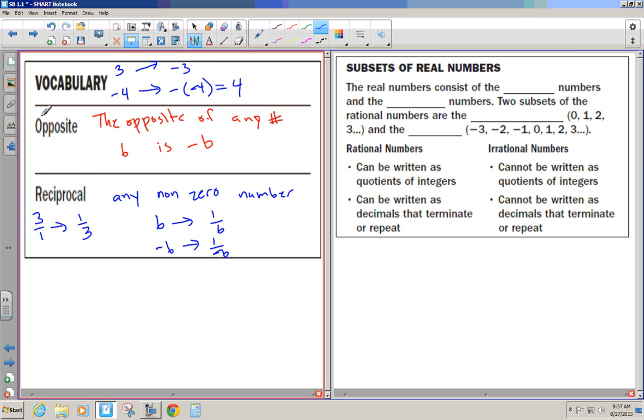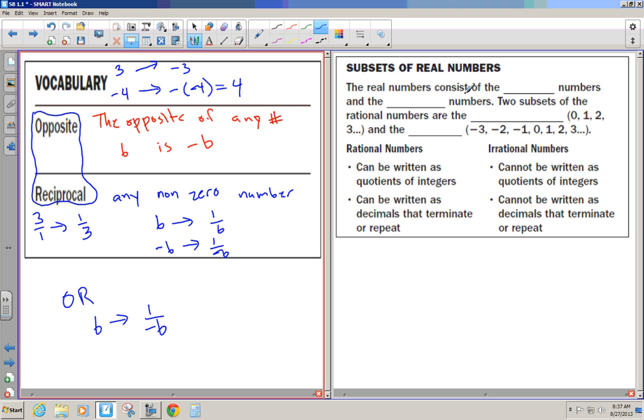Now, there are times, and we'll put these two things together, opposite reciprocal. The opposite reciprocal is the opposite sign and the reciprocal. So now, for the opposite reciprocal, b becomes 1 over negative b, because it's the opposite and it's the reciprocal.